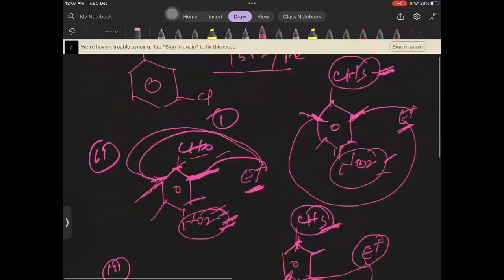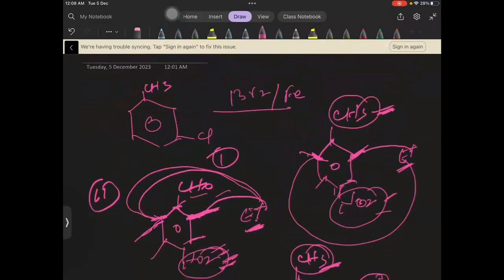Here is a compound with bromine, chlorine and CH3. Now here is a twist in the question, because here the rule is going to be violated. CH3 is what? CH3 is an activating group. This is the activating group, correct? And Cl is a deactivating group. This is the deactivating group.